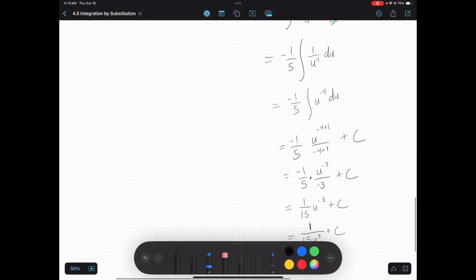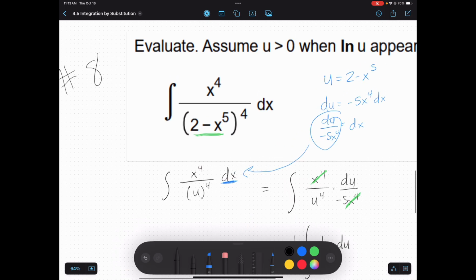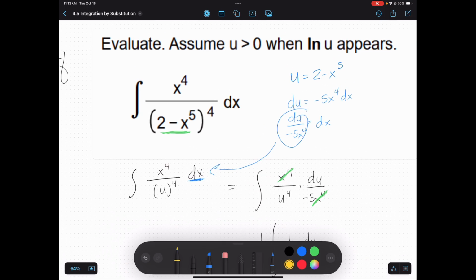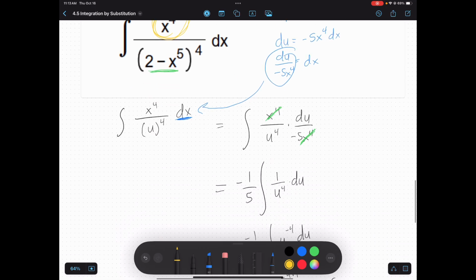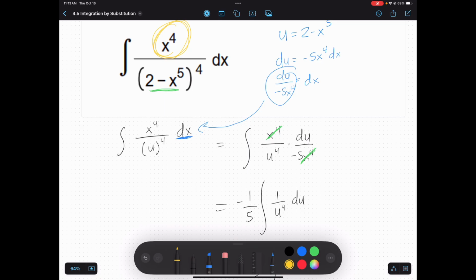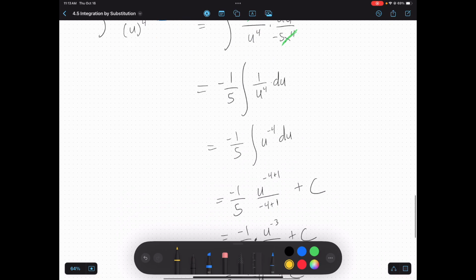So I had a function inside of a function, so I made a substitution. And because I had this x to the 4th here, it's close enough to the derivative of my inside function that I was able to cancel out the x to the 4th when I switched dx in terms of du, and therefore I was able to solve it.